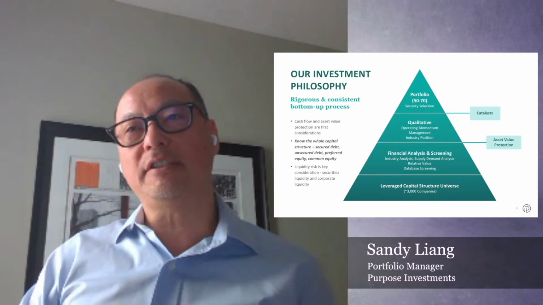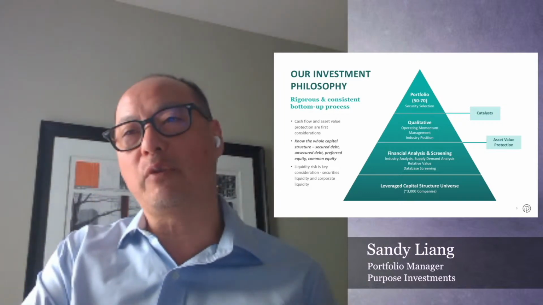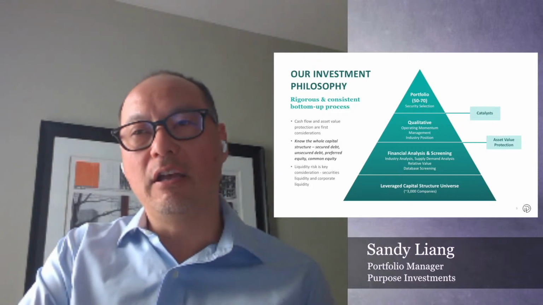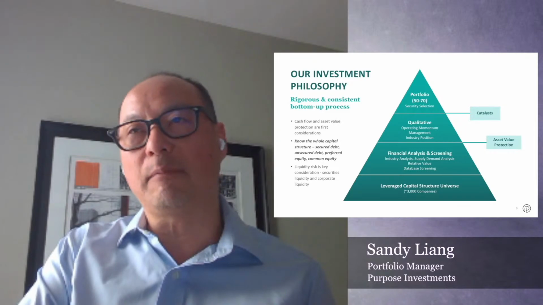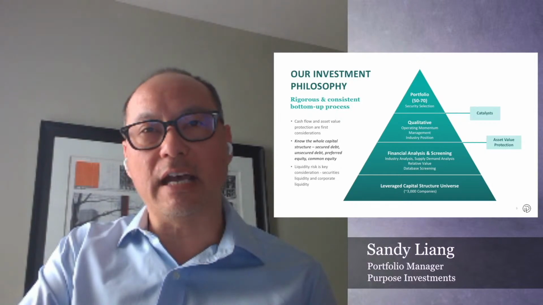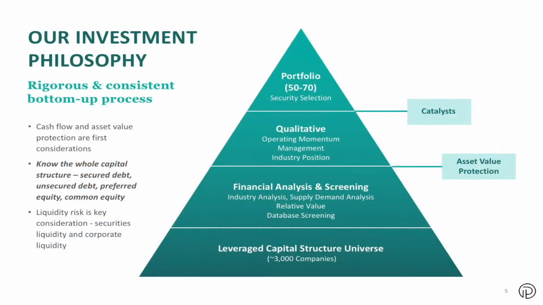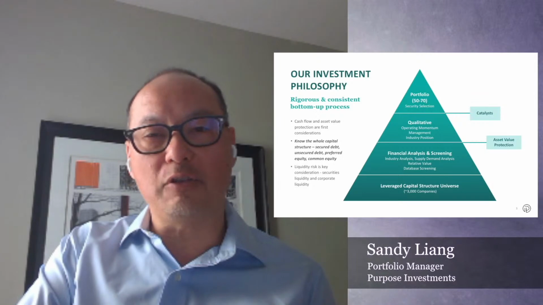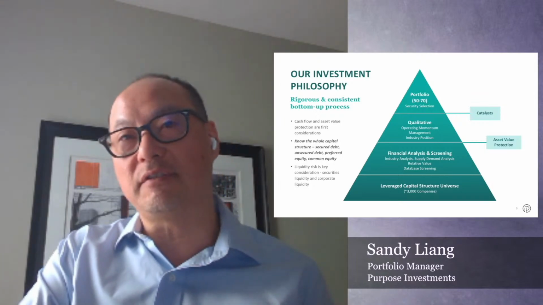So the table illustrates how we look at the world, where we start from the leveraged capital structure universe, roughly 3,000 companies, and through that we go through a funnel and we end up having a portfolio of 50 to 70 positions. And what's really important for us is that we know the whole capital structure in a company, the secured debt, the unsecured debt, preferred equity, or some common equity, and we also take a very close look at asset value protection, because when you're managing credit, really the idea is that you put out your principal and you get your coupon along the way and your principal back at the end. So asset value protection is very important.